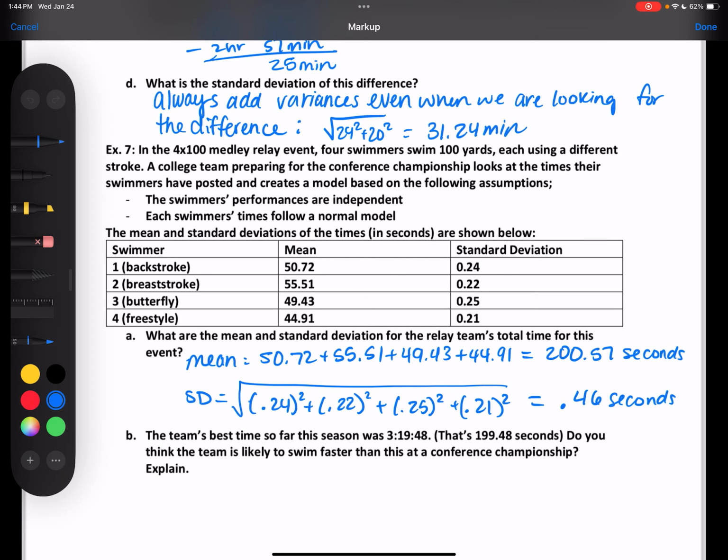Okay, so yesterday we found the mean and standard deviation for this swimming problem. So now, part B. The team's best time so far this season was, I'm just going to do it in seconds, 199.48 seconds. But their mean time is 200.57. Just keep that in mind. Do you think this team is likely to swim faster than this at a conference championship?